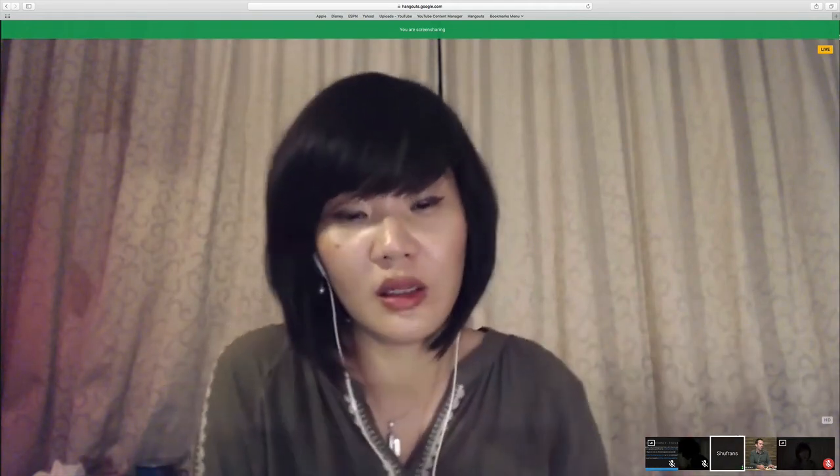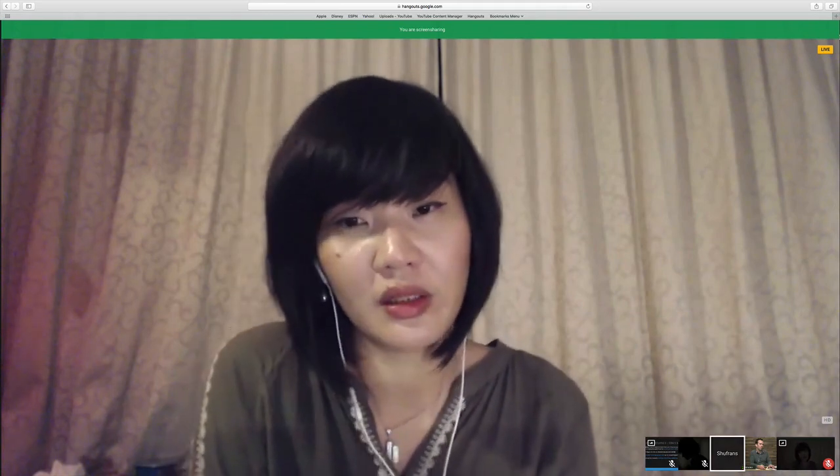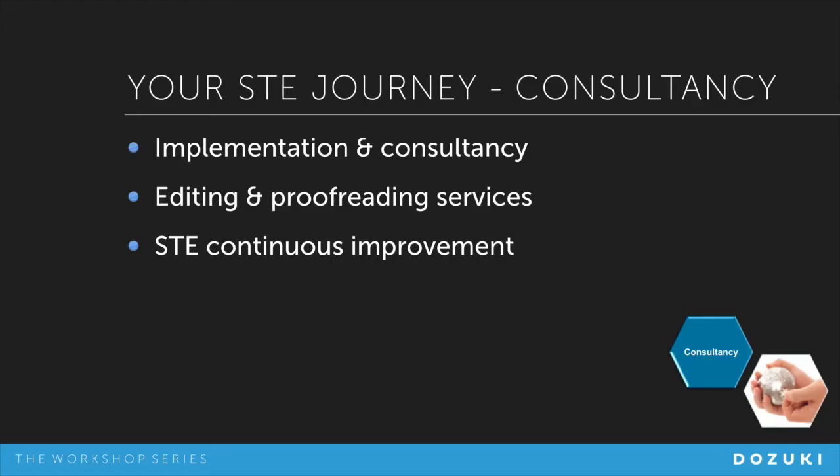So in the next slide, of course, there is also consultancy. I've talked about this. I just wanted to pinpoint the third one, STE continuous improvement. We believe in the process of continuous improvement, and it's very much associated with what you have at Dozuki, Kaizen. It's a Japanese word as well. It really means to continuously add positives to your work.